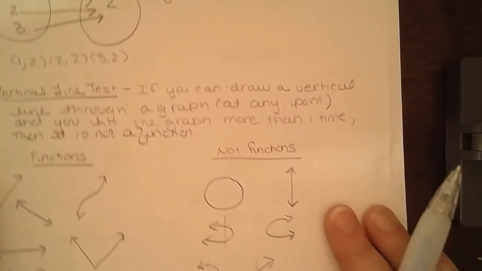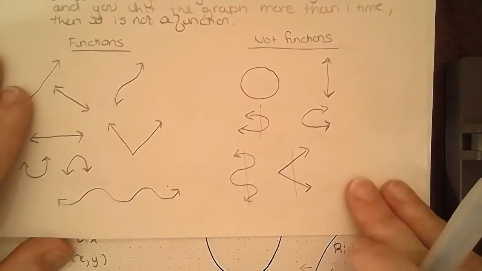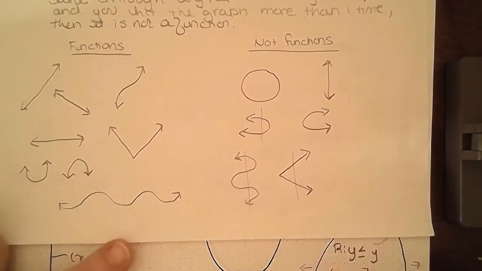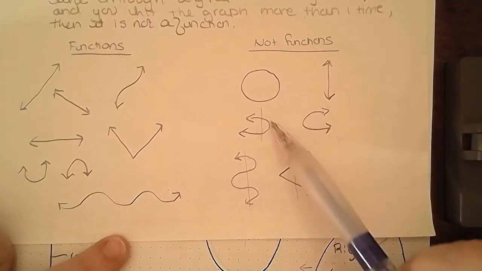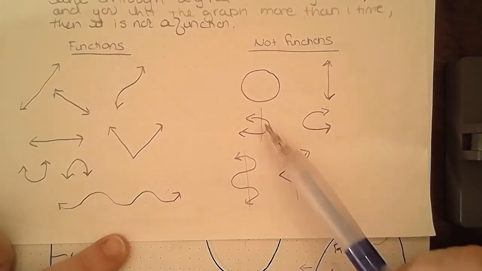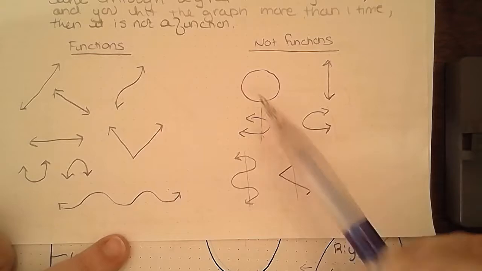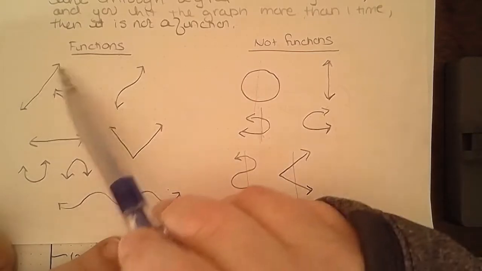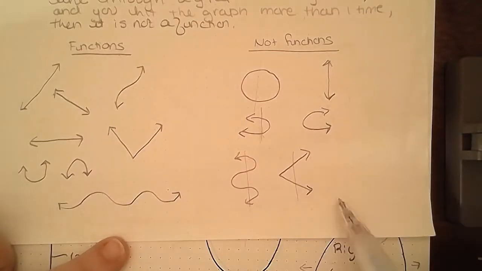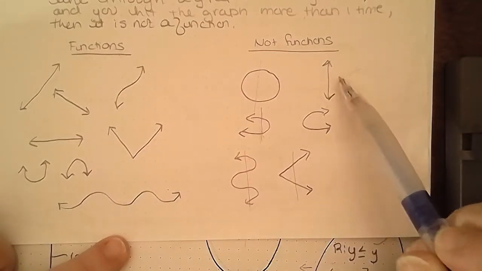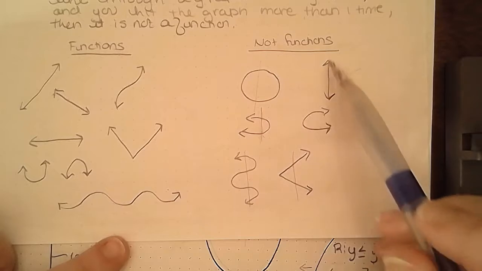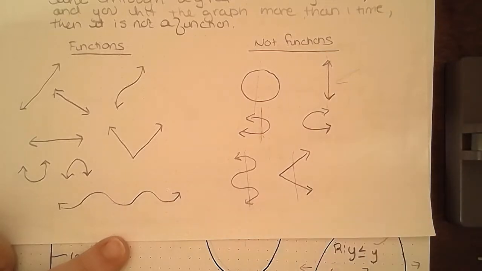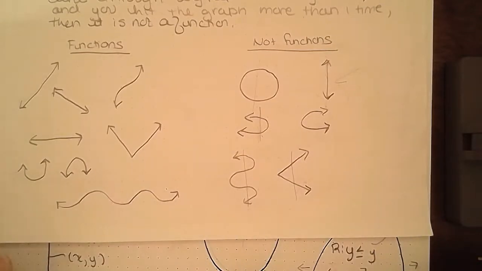So here I gave you some examples of functions and things that are not functions. So as you can see right here, if I draw a line right through here, I hit this graph at 2 points, or a circle. That is not a function. These are all functions. Any lines that are not vertical lines are functions. This is not a function because it's a vertical line. The x values repeat infinitely. Okay? So these are all examples of functions and non-functions. So make sure you hold on to that and use that as a reference.